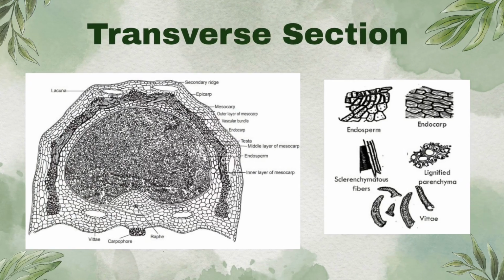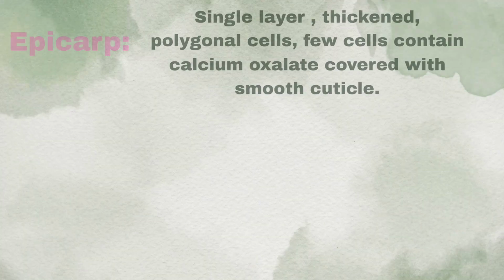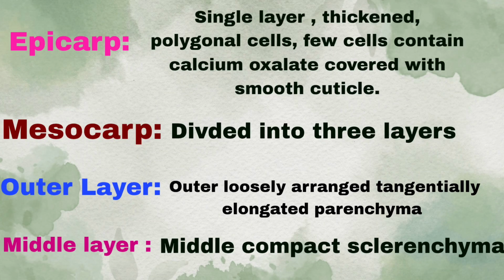Next, the diagram of transverse section of coriander. Now, here is the explanation of transverse section of coriander. Epicarp, single layer, thick polygonal cells. Few cells contain calcium oxalate, covered with smooth cuticle.